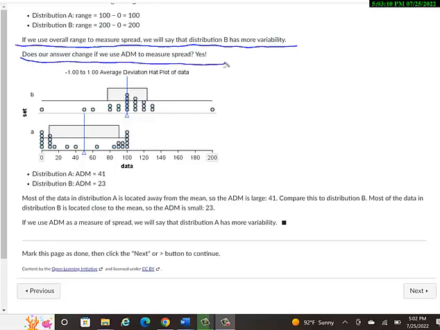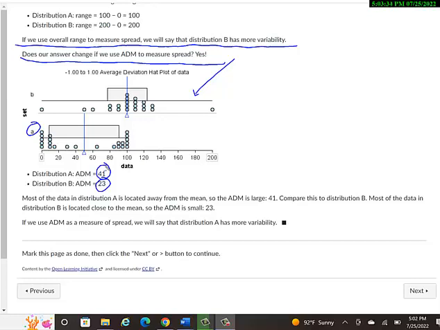Average deviation from the mean would take a lot of calculations, so we're just assuming that whoever did this calculation did it right. In distribution A, which is on the bottom, the average deviation from the mean was 41, but in distribution B, the average deviation from the mean was 23, which is smaller. That's the opposite of what it was when we talked about the range by itself.